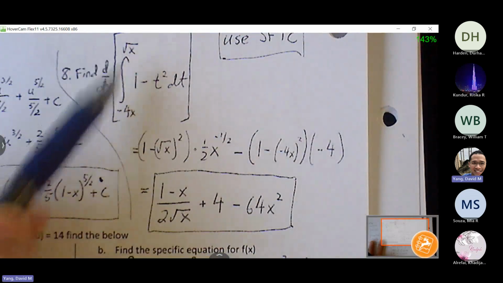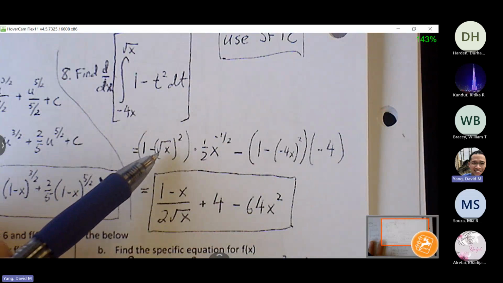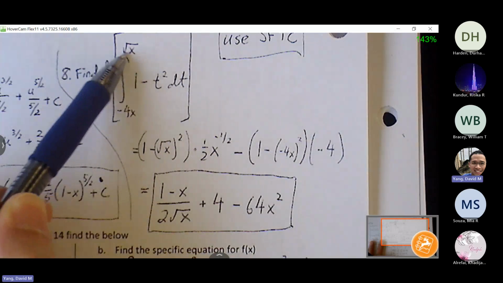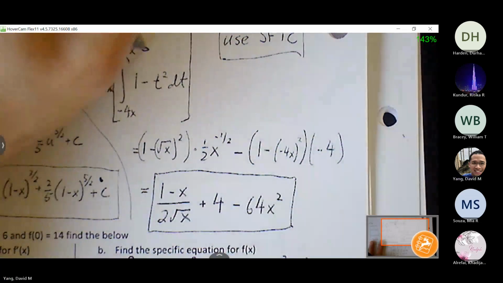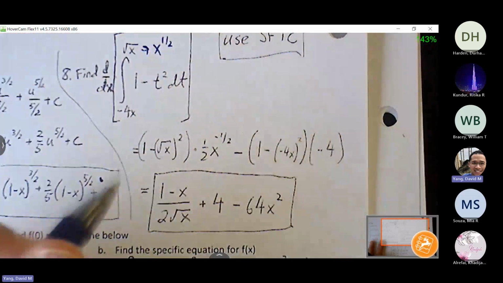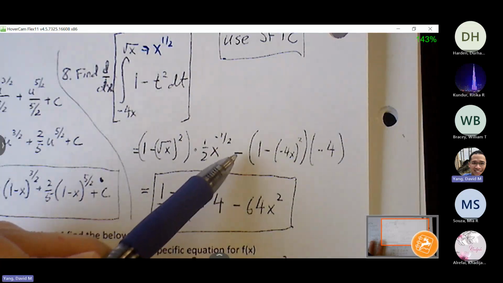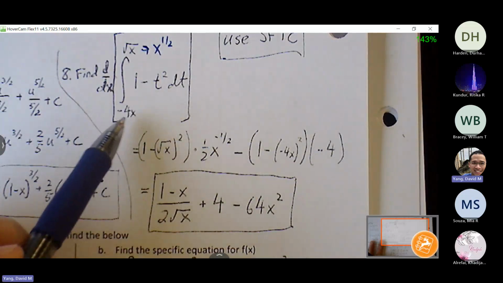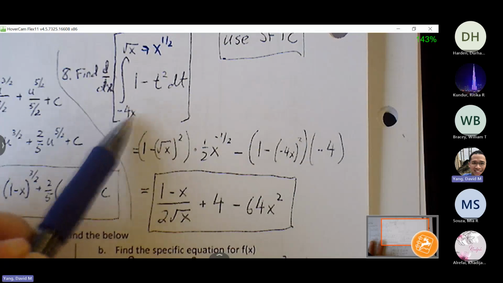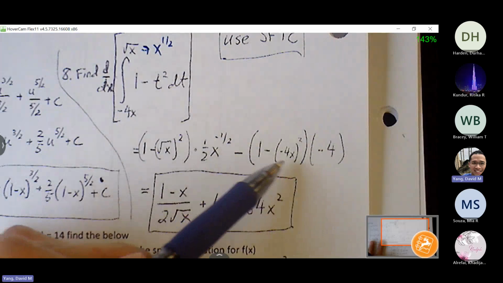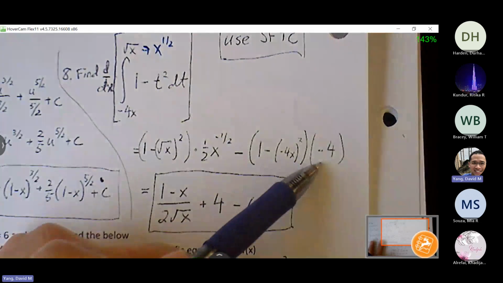So the root x gets plugged into the variable of the expression, multiplied by the upper bound's derivative. Root x is the same thing as x to the 1/2, and its derivative is 1/2 x to the negative 1/2. Minus, repeat the same process for the lower bound, because this is also a variable. If this was a constant, we could just let it drop out, but that's also going to get lodged into the expression. Negative 4x in for t, 1 minus negative 4x quantity squared, times my lower bound's derivative, negative 4.